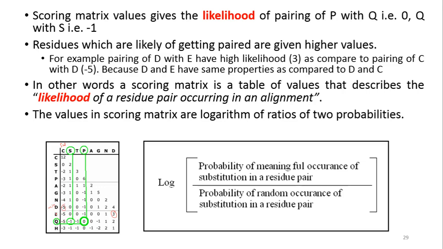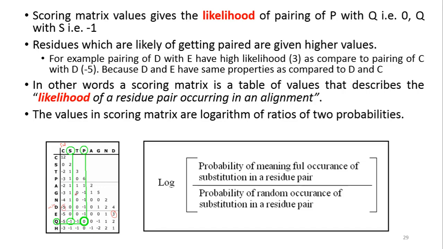On the other hand, glutamate is physicochemically very similar to aspartate. Therefore, in comparison to the alignment of glutamate with cysteine, the likelihood of alignment of glutamate with aspartate is high. So in simpler words, a scoring matrix is a table of values that describes the likelihood of a residue pair occurring in your alignment. What is the possibility of the residue pair occurring in your alignment?